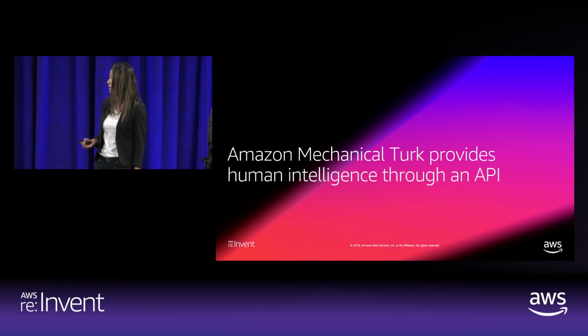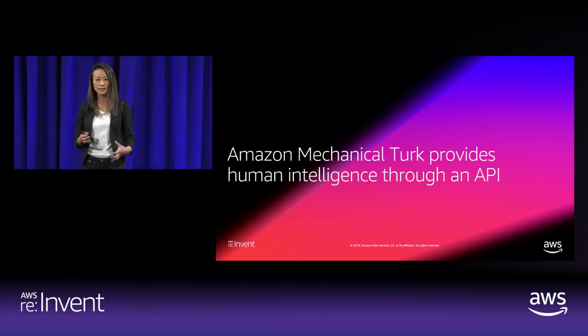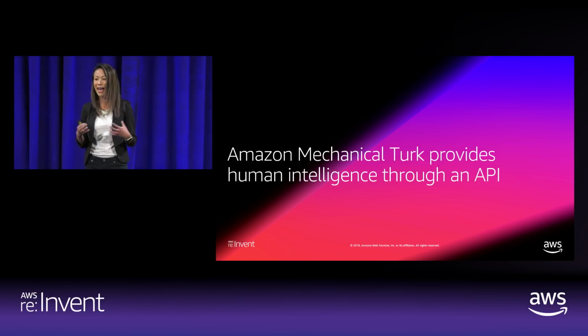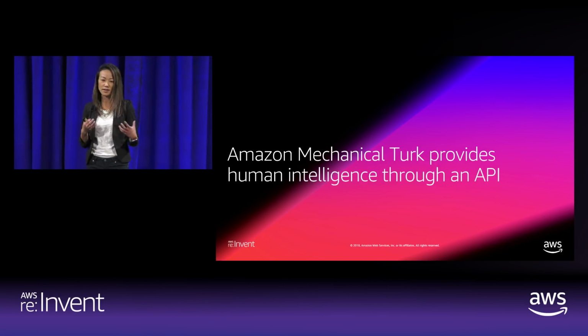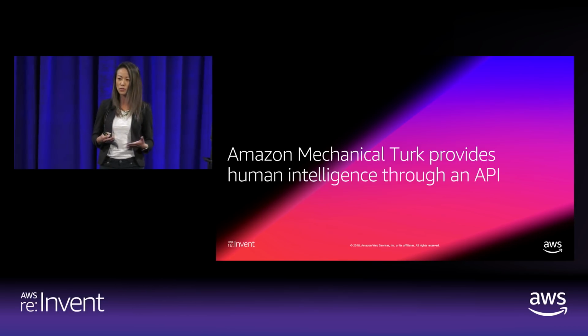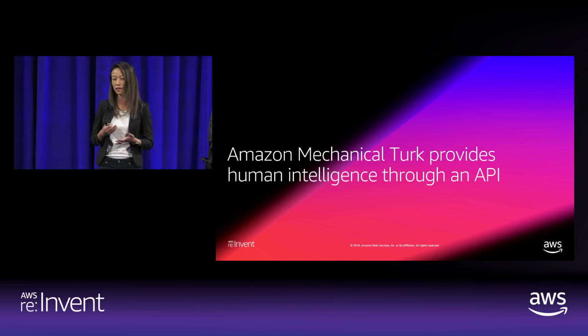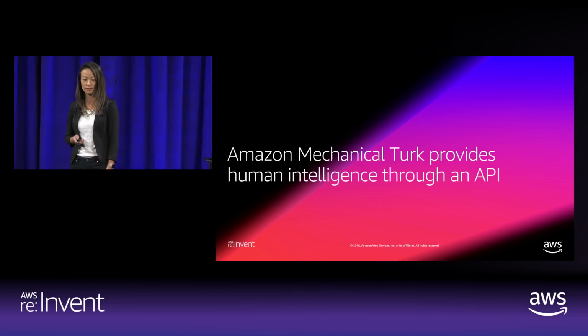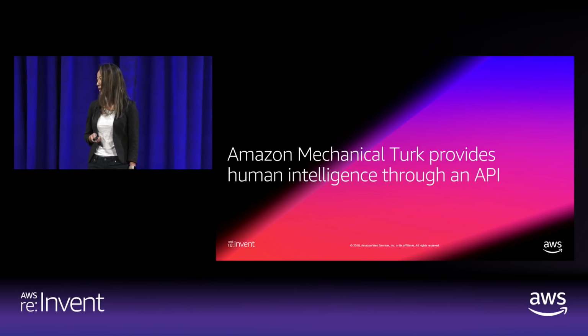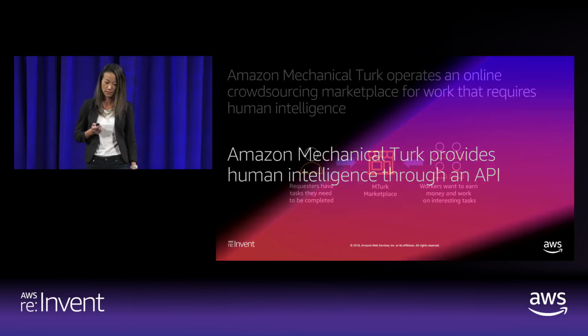And what we like to say is that Amazon Mechanical Turk provides access to human intelligence at scale via an API. So what that gives customers is an ability to access an on-demand elastic crowd, and they only pay for what they use. Sounds familiar, right? Very similar to other AWS services. So let me tell you a little bit about how the service works.